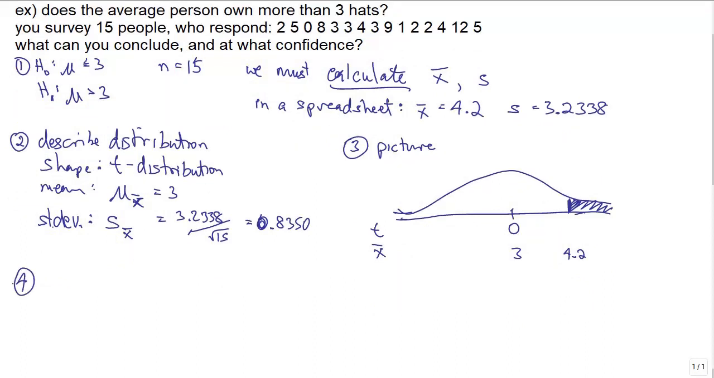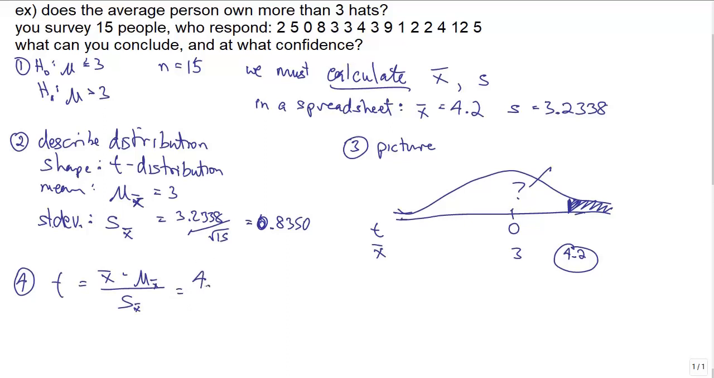So calculations, notice that we are starting with, in a sense, an x bar value, and we need to get a confidence level, which is going to come from the area. Middle step is to find the t-score. So let's calculate. So the t-score equals x bar minus mu for x bar over s for x bar.